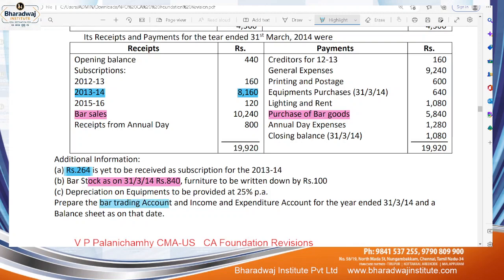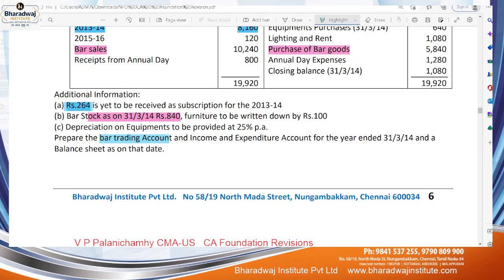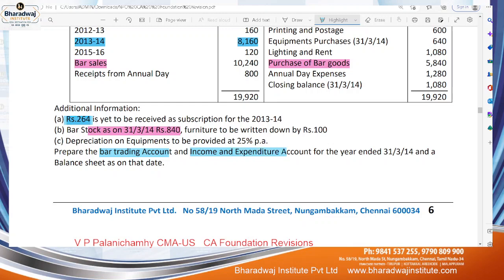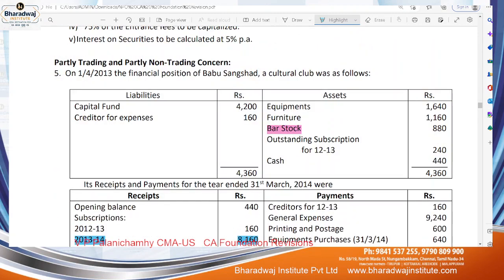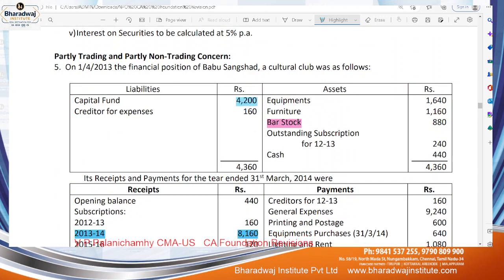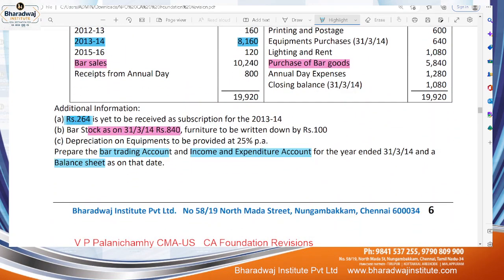So start. Which account first? Bar trading account, then income and expenditure account, and also balance sheet. Already opening balance sheet is given with a capital fund, so no opening balance sheet required. Start with bar trading account, then let us go to income and expenditure account, then balance sheet. Start பண்ணுங்க.